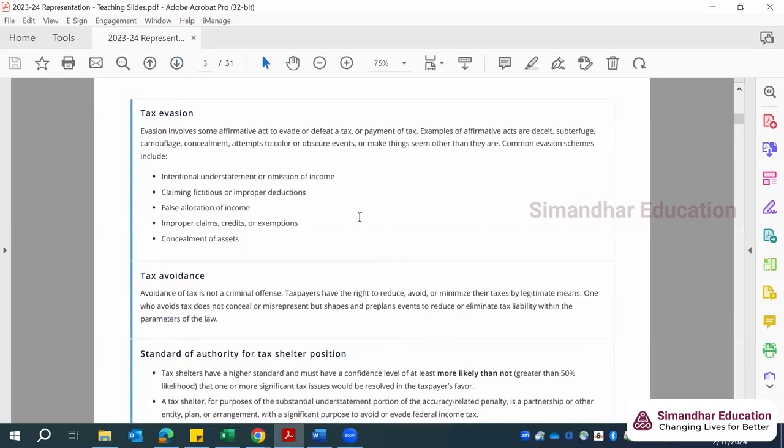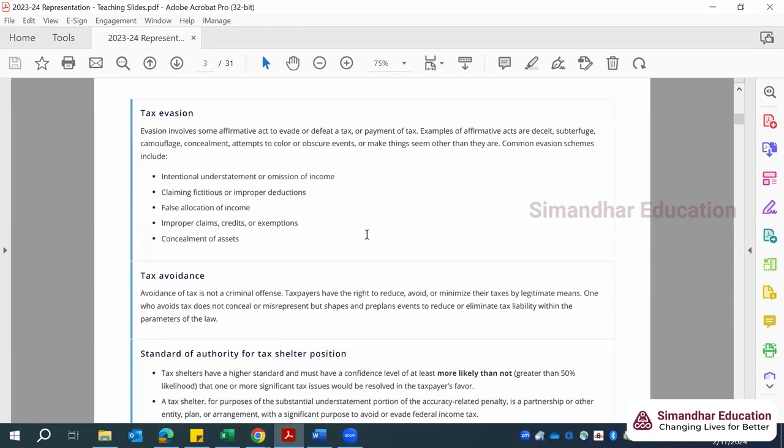Okay. So now we have understood the different standards. We have understood what is negligence. We have understood what is fraud. We've understood what the disclosure forms are and what happens if you file the disclosure forms, and some scenarios where you will still be assessed with the accuracy related penalty. We'll also discuss what is tax evasion and what is tax avoidance.